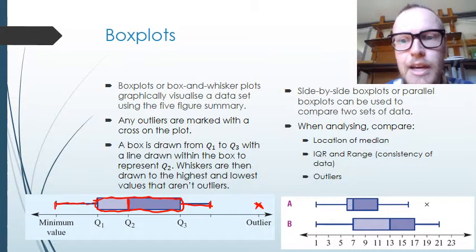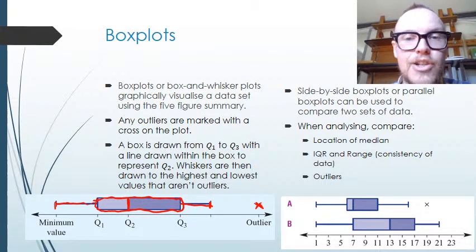Side-by-side box plots, or parallel box plots, more often called side-by-side box and whisker plots, can be used to compare two sets of data. So when we're analysing, we can compare where the median is. Is one median higher or lower than another? We can also compare the interquartile range. Is one IQR larger or smaller than the other?